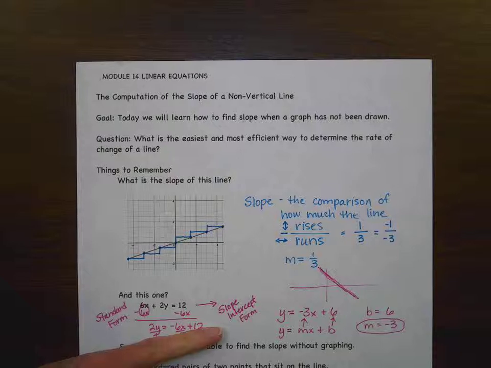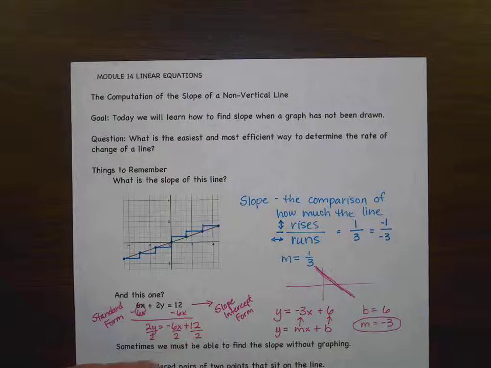All right, let's go back to our goal. Our goal for today was, today we will learn how to find the slope when the graph has not been drawn. So we showed you those 3 different ways. What is the easiest and most efficient way to determine the rate of change of a line?